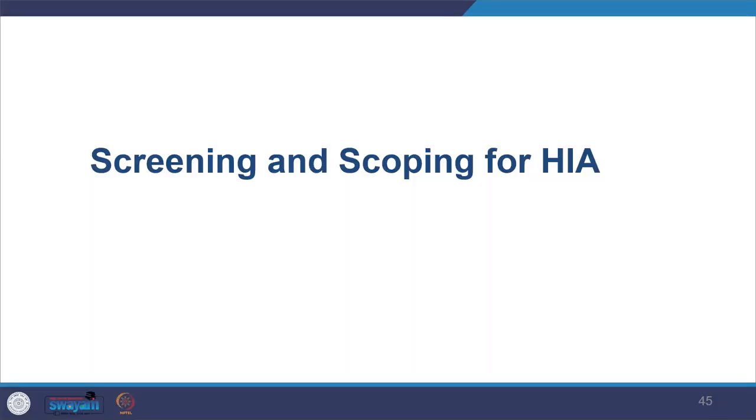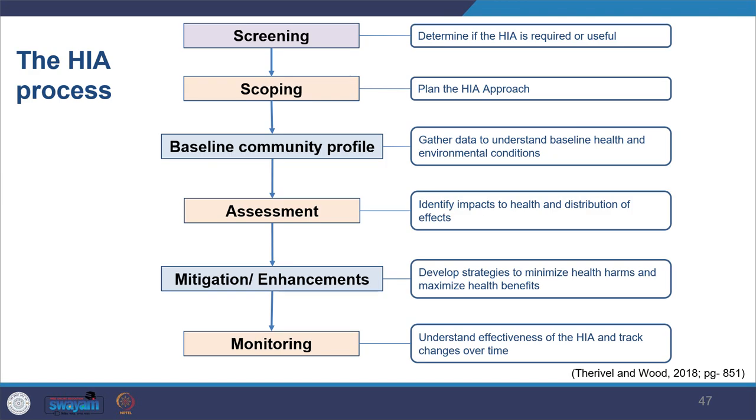Now moving on, in the next segment we'll look at the screening and scoping stage for health impact assessment. We see that a health impact assessment is also very parallel to EIA. So you have similar steps: screening, scoping, baseline, community profile, assessment, mitigation, enhancement, and monitoring. In screening, you define if HIA is required or not. Then in scoping, you plan how you're going to undertake the health impact assessment and what all things will be covered. Then in the baseline data and community profile, you gather data to understand the baseline health and environmental condition of the community.